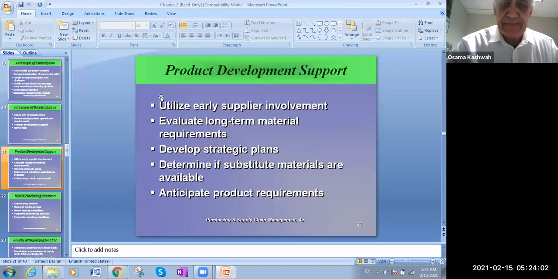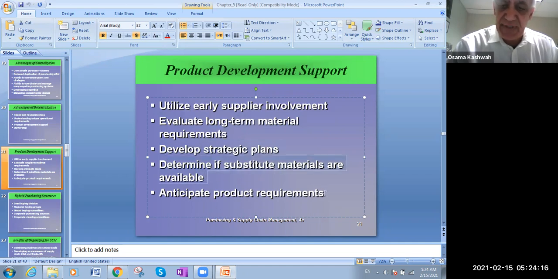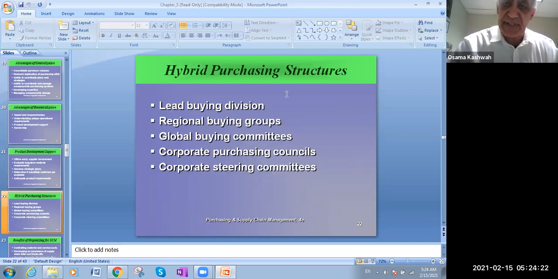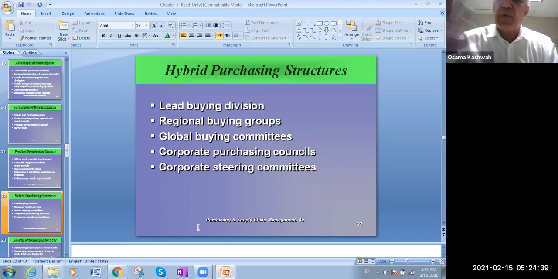Product development support means: utilize early supplier involvement, evaluate long-term requirements, develop strategic plans, determine if substitute materials are available, anticipate product requirements. Those are all also points. Okay. Hybrid purchasing structures: lead buying division, regional buying groups, global buying committees, corporate purchasing councils, corporate steering committees. Those are all the hybrid purchasing structures, meaning it's based on both centralization and decentralization.